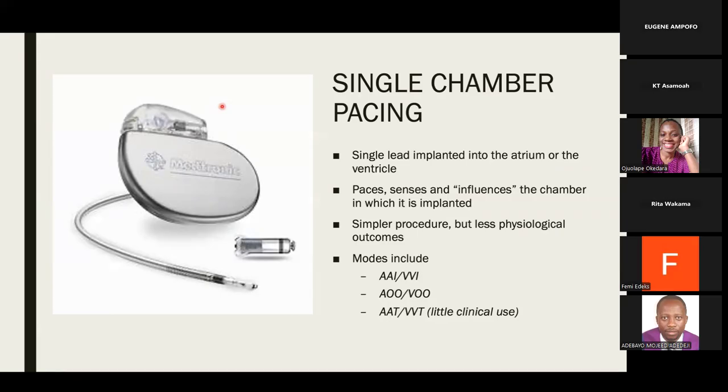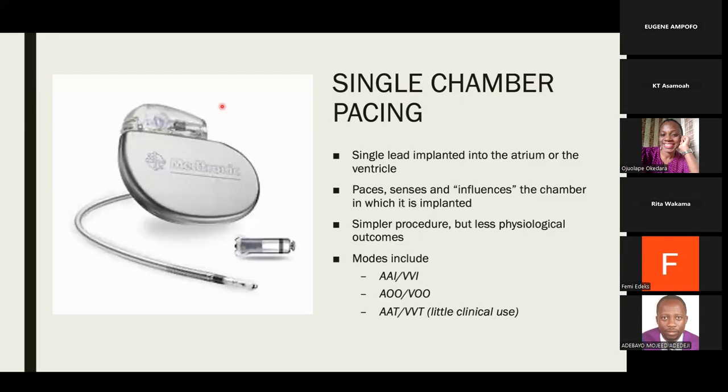So it senses in that chamber that it is in, it paces that chamber, and after sensing, it either triggers or inhibits that chamber. It's all about the chamber that it is implanted in. Now, you can imagine that since it's a single lead that's being put in, the procedure is less cumbersome. You put one lead in, secure it, and then you're done. However, because everything is occurring in just one lead, it is less physiological.